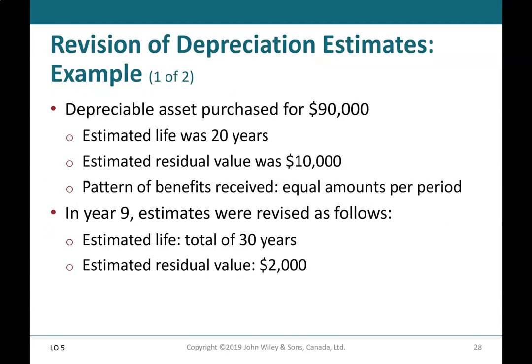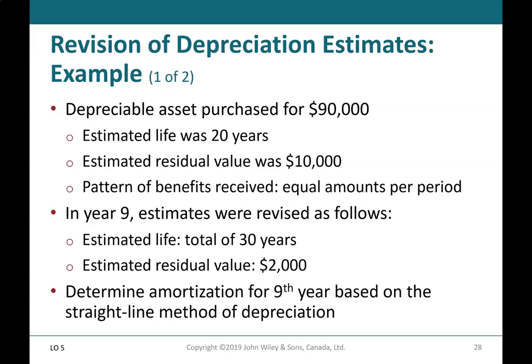Revision of depreciation estimates, example, 1 of 2. Depreciable asset purchased for $90,000. Estimated life was 20 years. Estimated residual value was $10,000. Pattern of benefits received, equal amounts per period. In year 9, estimates were revised as follows. Estimated life, total of 30 years. Estimated residual value, $2,000. Determine amortization for the 9th year based on the straight line method of depreciation.